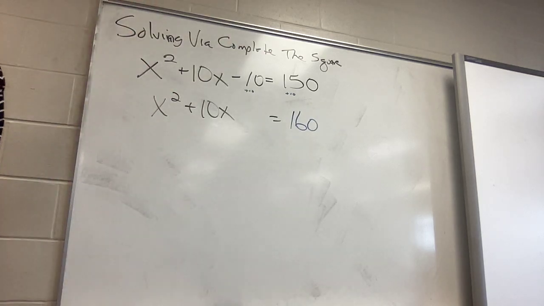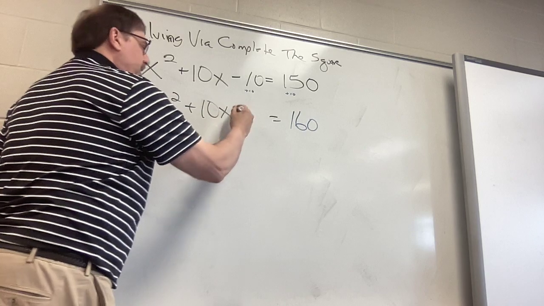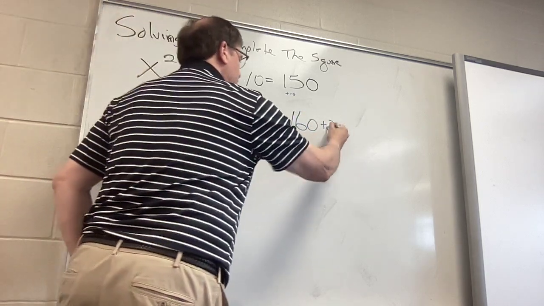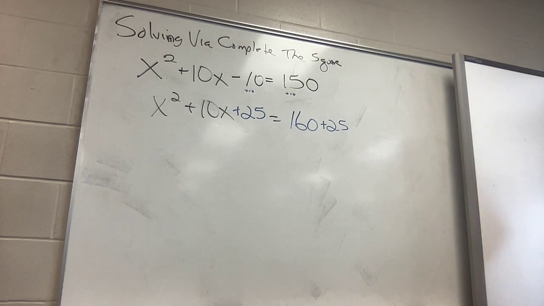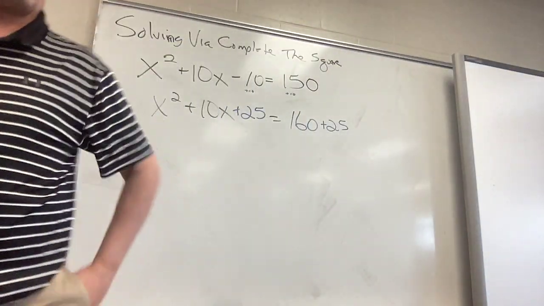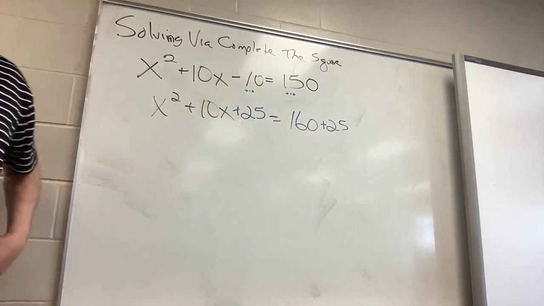The next directions are half it, square it, add it to both sides. This is the it. Half it, 5, square it, 25, add it to both sides. The second direction is half it, square it, add it to both sides. We've not broken any rules mathematically. Half of 10 is 5, squared is 25, and I wrote down 25 on both sides.